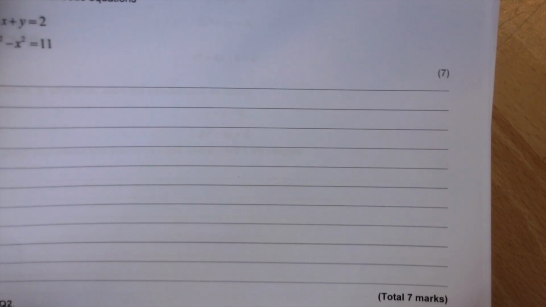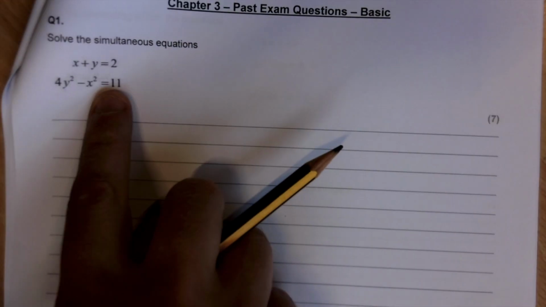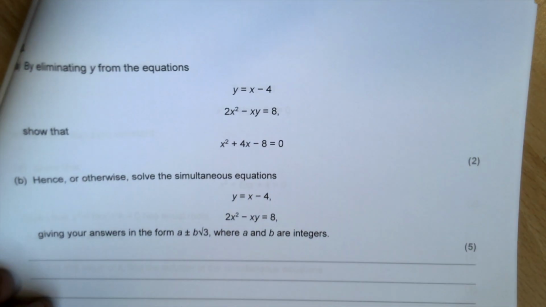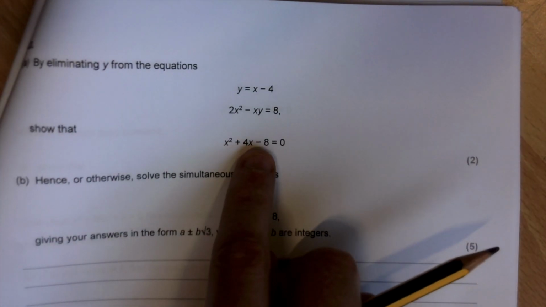So I'm just going to quickly look through, see if there's anything of any particular difficulty. Solving simultaneous equations in multiple ways. They're always by substitution, normally involving quadratics. This one says by elimination, show that this is true, and then the second part is going to be solving, starting by solving that equation, the quadratic one.